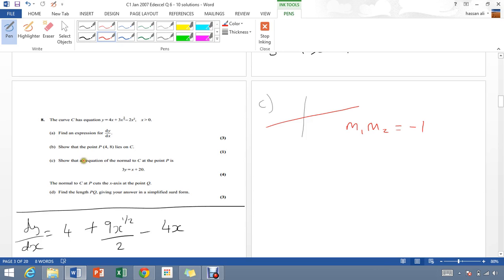So we're saying show that an equation of the normal to C at the point P is 3y equals x plus 20. Again, they're asking you to show. So we go ahead down. Our final answer should be looking like this. The equation of the normal at P is 3y equals x plus 20, and that's your equation. So therefore y minus y1 equals m times x minus x1.